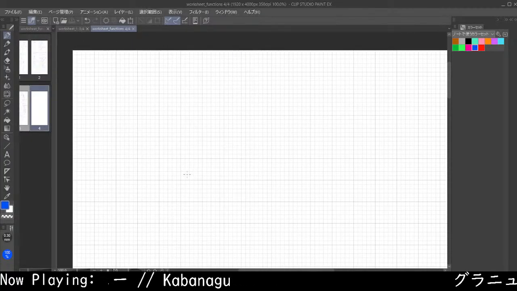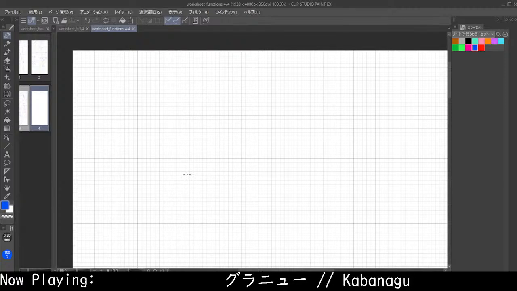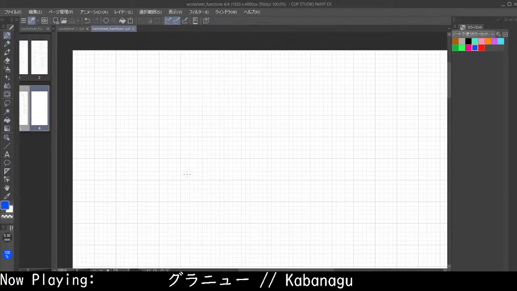Okay, second portion of the walkthrough of the functions worksheet. This part will be talking about sketching, the questions I put there regarding sketching and the miscellaneous ones. So from 21 until the end. Thumbs up. Okay.